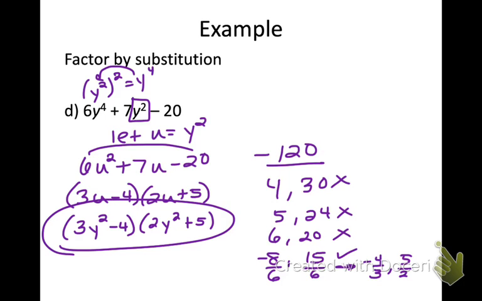So you can check it. 3y squared times 2y squared is 6y to the 4th. My middle gets me -8y squared plus 15y squared, which is 7y squared, and then we get a -20.